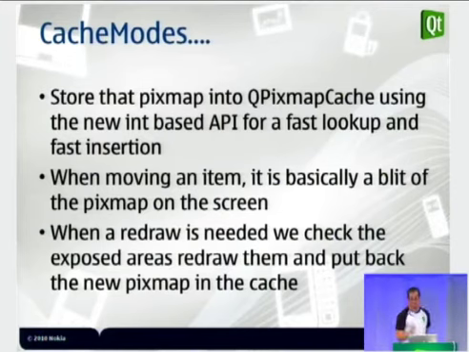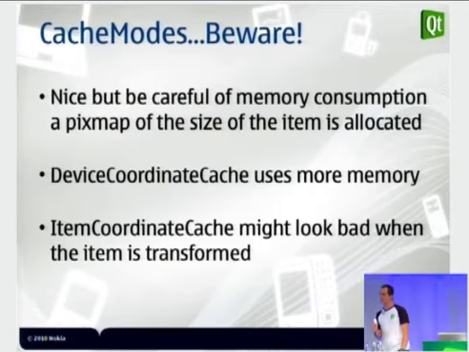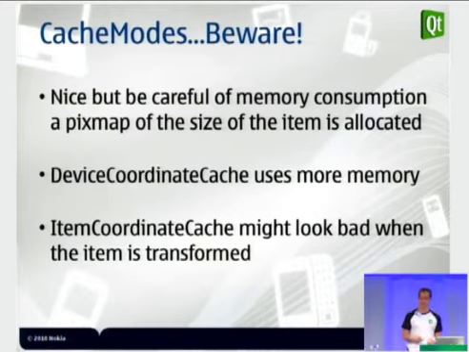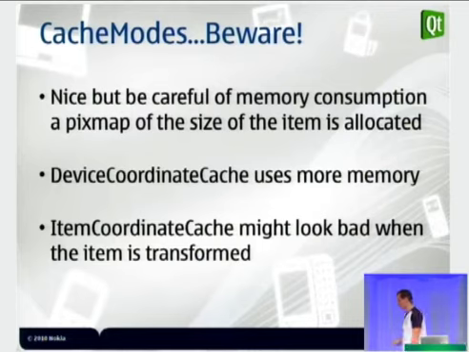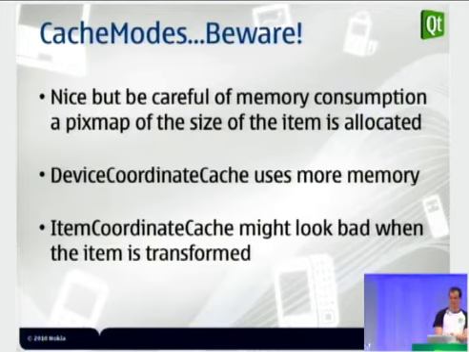The cache modes, beware. It's nice, it's fast. Let's say you've got an item that is really complex, with quite complex drawing code. You just render the first frame, and after that it's fast, it's just blitting a pixmap on the screen. But be careful, because it's the same problem as the backgrounds on the graphics view: it allocates a pixmap that is the size of the item. So if the item is huge, you get a huge pixmap in memory. I'm just saying.